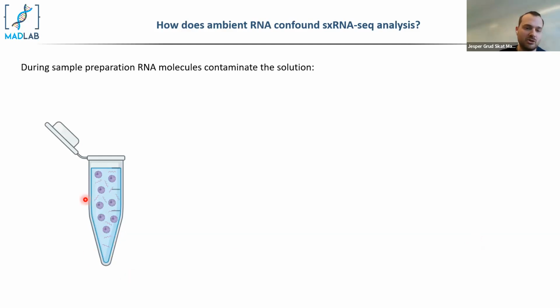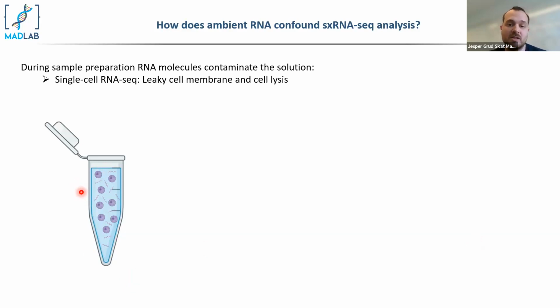It's depicted in this tube here, where these round things represent cells or nuclei, and the swirly things represent free-floating RNA molecules. In single-cell RNA sequencing, the problem is limited. Some of the sources of cell-free ambient RNA are leaky cell membranes and cell lysis, which happen inadvertently, but it's a limited problem that often gives rise to low amounts of ambient RNA.